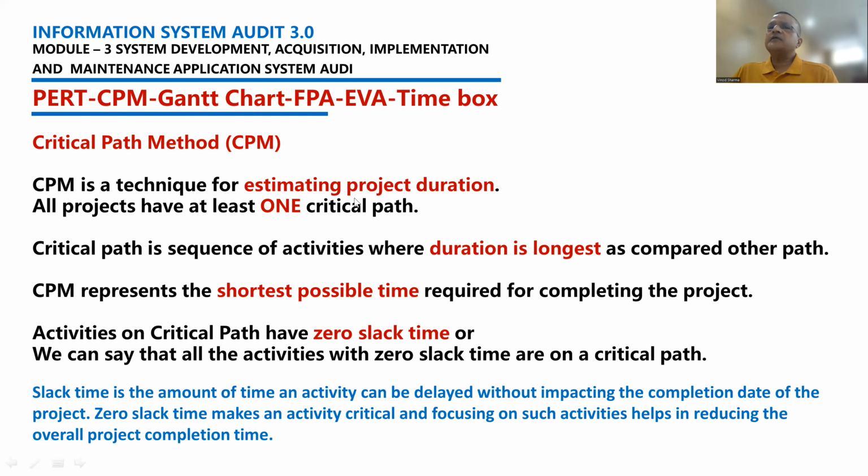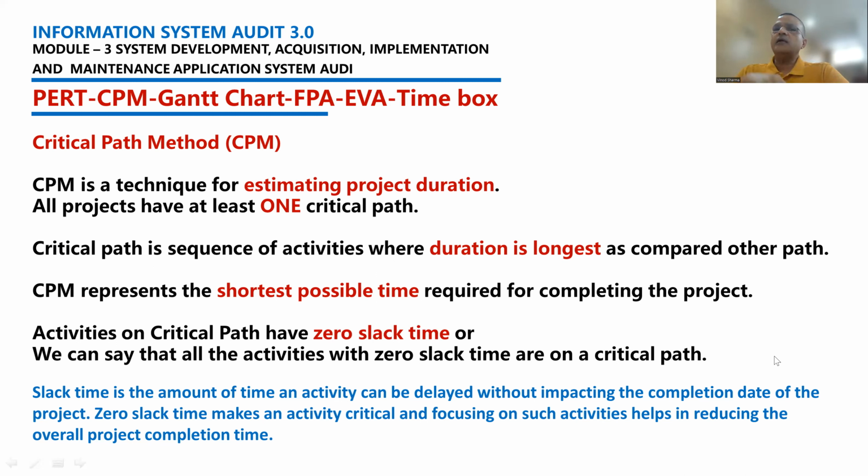Now, CPM represents the shortest possible time required for completing the project. If you realize, it has the longest duration, yet it gives the shortest possible time for the project. Activities on the critical path have slack time equal to 0. Let's understand what slack time is. All the activities with 0 slack time are on a critical path. Remember that slack time is the amount of time an activity can be delayed without impacting the completion date of the project.